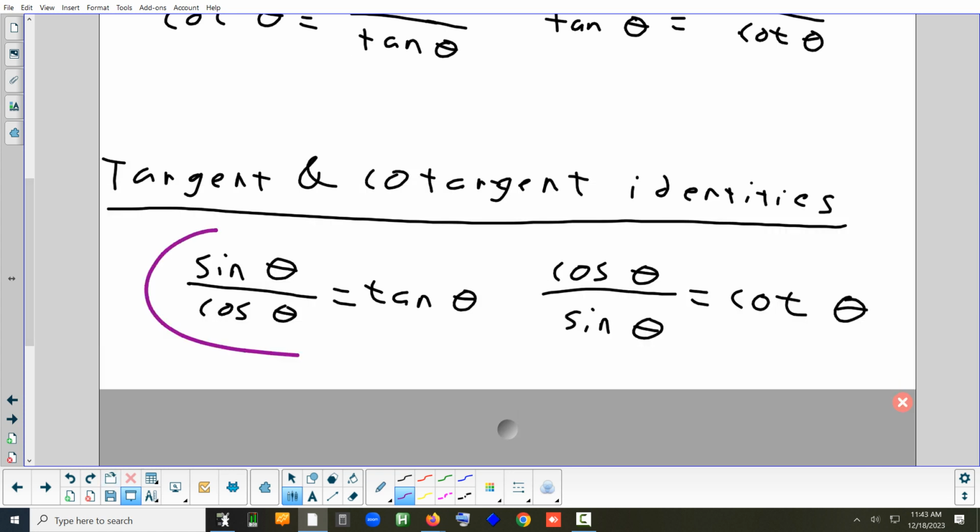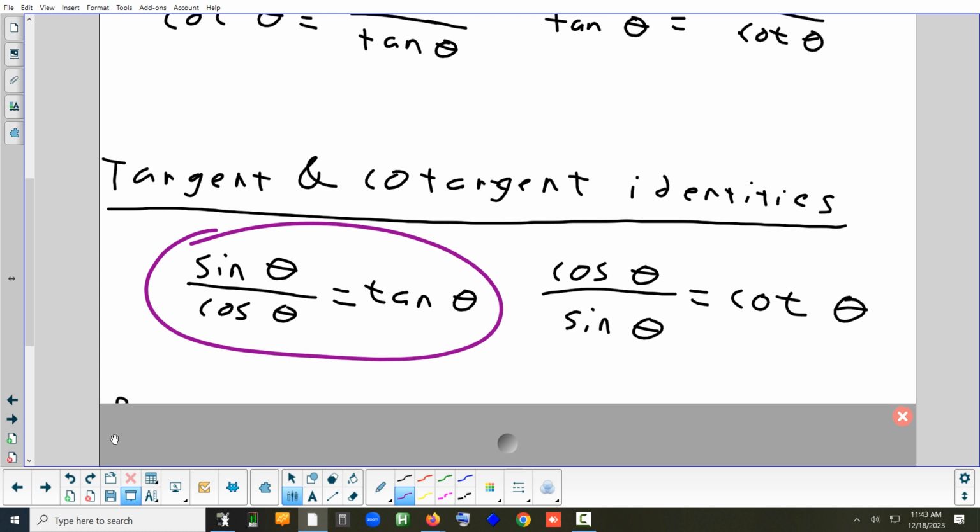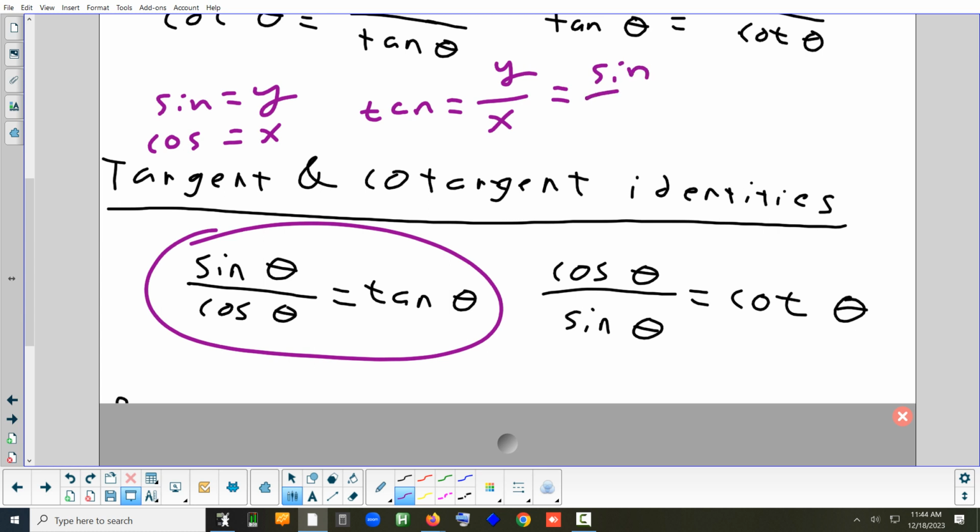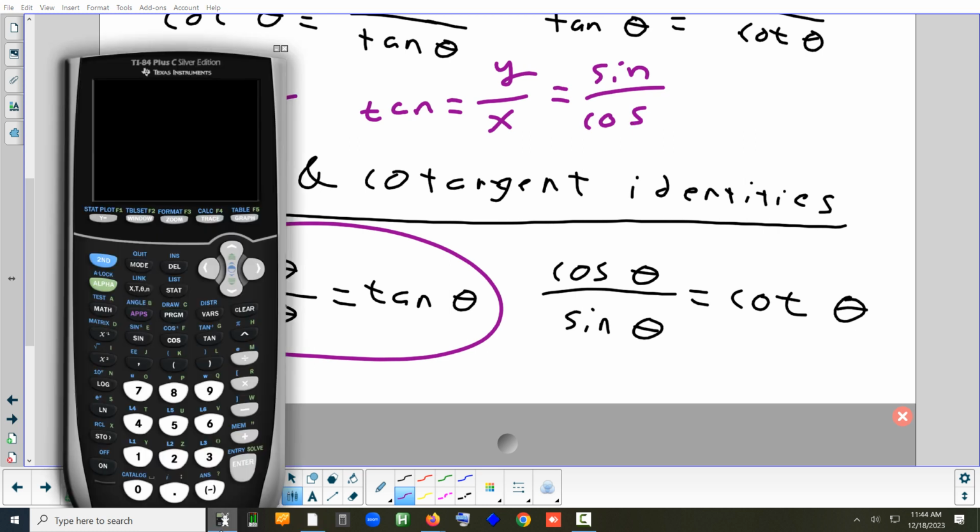You've already kind of seen this idea. Think about when we did the unit circle. This is the connection. What was sine? Y. Sine was the y. What was cosine? X. And what was tangent? Y over X. Tangent was y over x. Well, we just said that y is what? Sine. And what did we say x is? Cosine. So really, even though you might have not known you were doing it, you were doing the tangent and cotangent identities. Tangent is defined as the sine divided by the cosine.